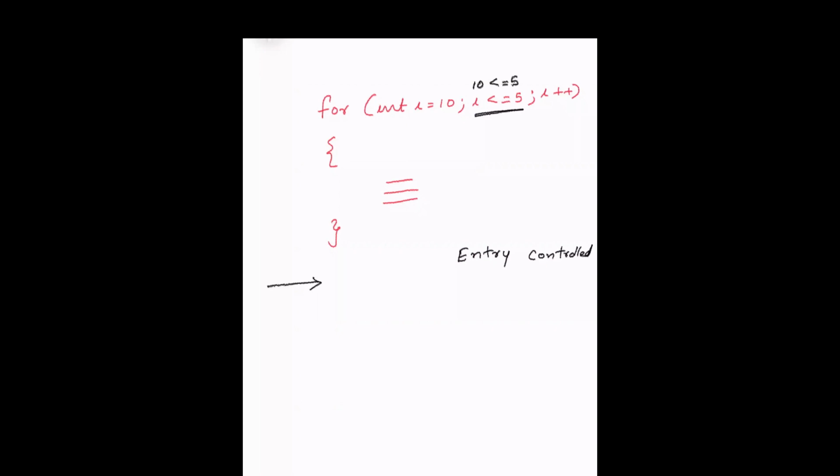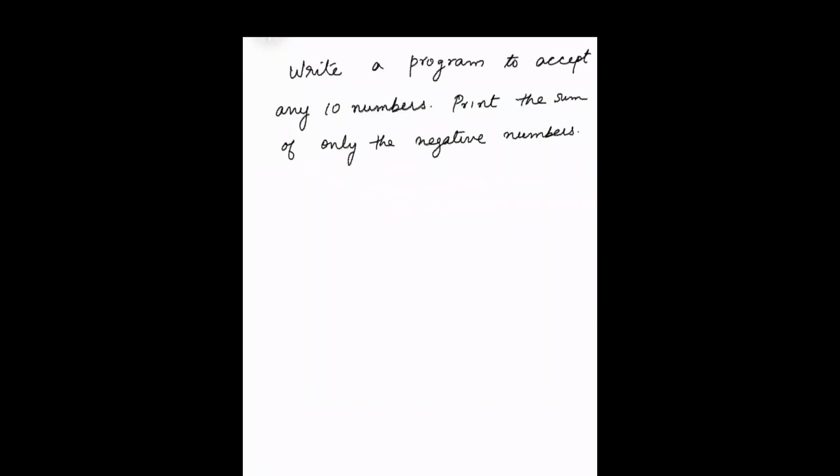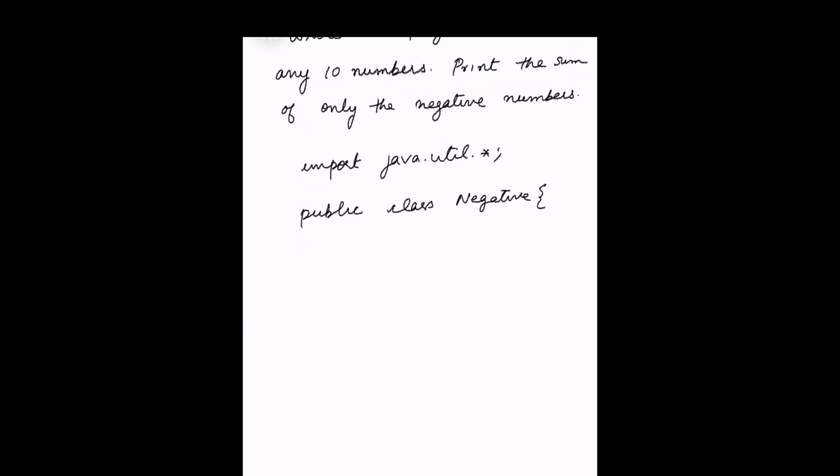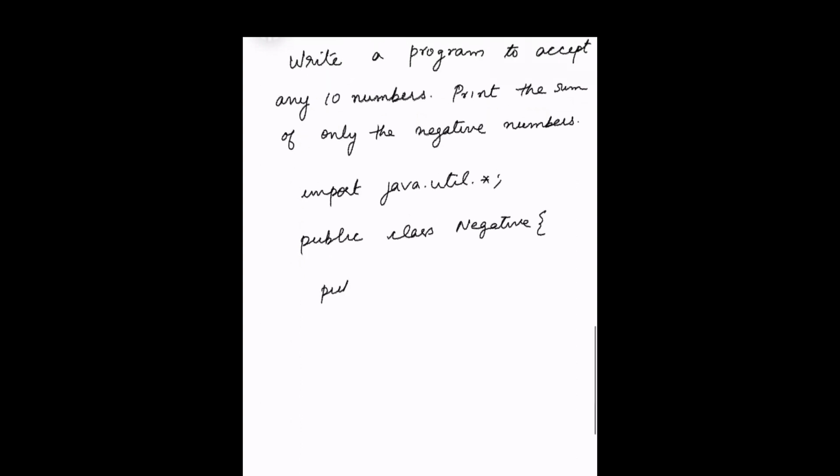Let's do this program. This is the question. You will write import java.util.*. What is the next statement? Public class. Some class name you will write, maybe negative or sum of negative. Next, public static void main(String[] args).